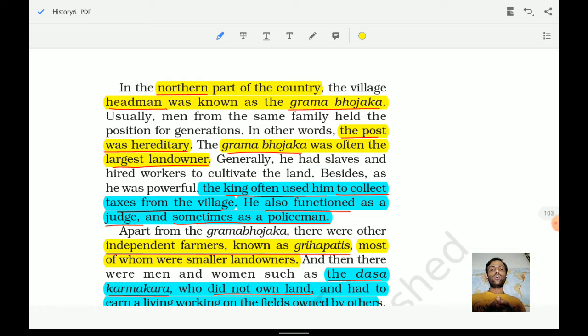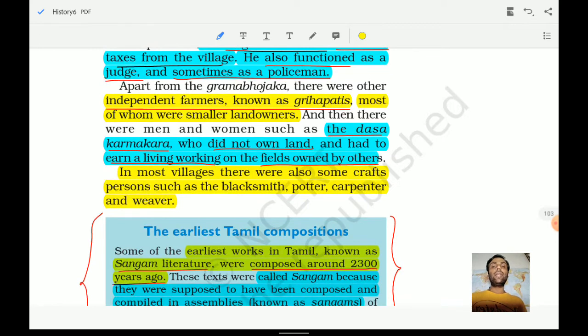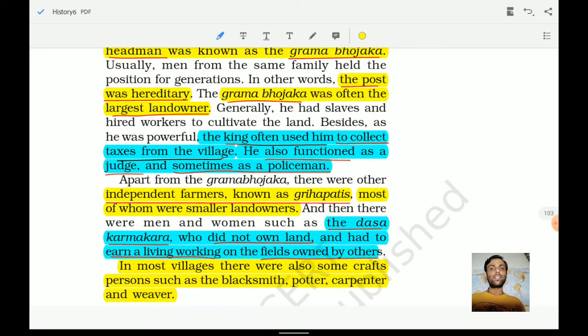Now the Gram Bhojika has a large land. So the king used to give them the work of collecting taxes from the villages, and they also functioned as the judge and sometimes as the policeman. So they had three functions: collecting taxes, sometimes working as judge, and sometimes working as policemen, right? So independent farmers were known as Grihapatis, most of whom were small landowners. So the first one was the Gram Bhojikas.